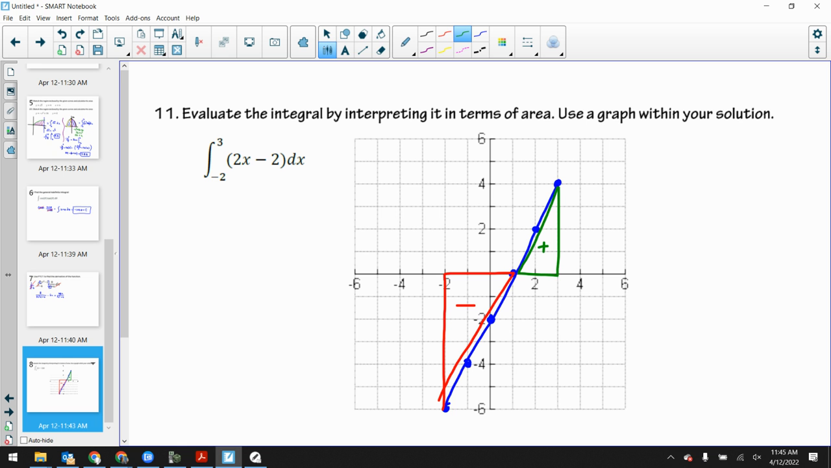So let's find the red area. The red area is 1/2 my base, looks like it's 1, 2, 3 units, times my height, looks like it's 1, 2, 3, 4, 5, 6 units. So that's a total of 9, so -9 area. And then using the green, 1/2 base of 2 and height of 4. So that's positive 4, right? So all said and done, that's equivalent to -5.